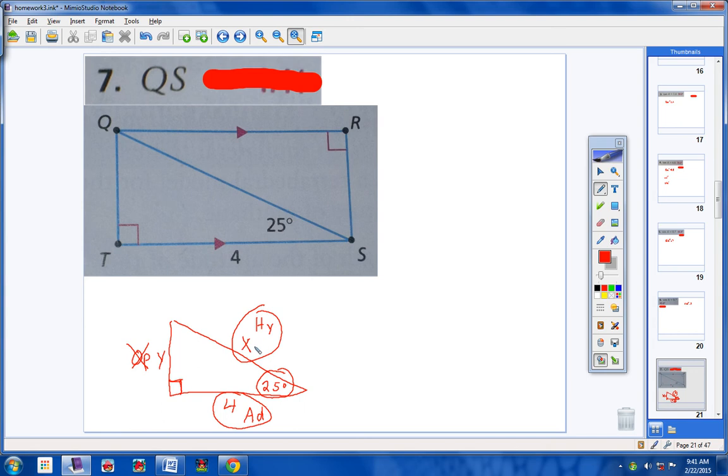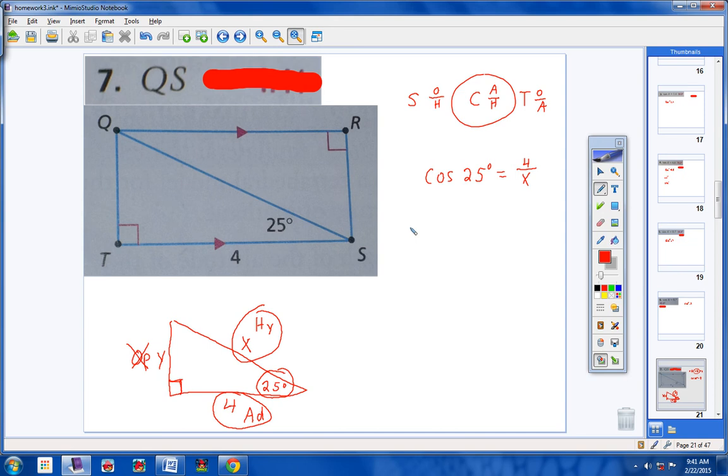Alright, so my 2 sides here are hypotenuse and adjacent. Now, which trig function has hypotenuse and adjacent? Let's see. SOHCAHTOA. Looks like cosine is. Cosine is adjacent and hypotenuse, and those are my 2 sides. So I'm going to write the cosine of 25 degrees equals adjacent over hypotenuse.